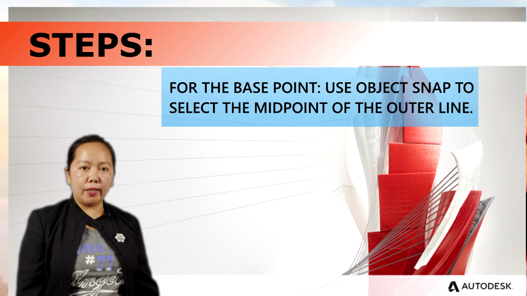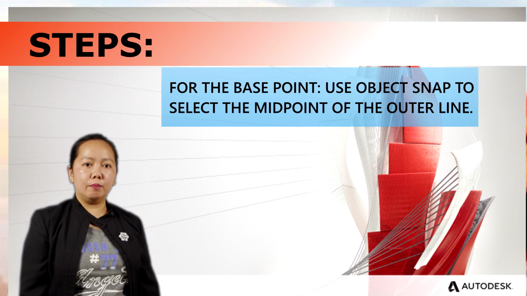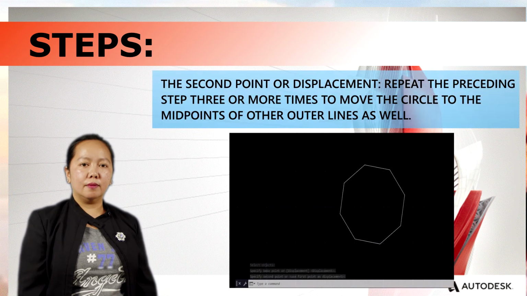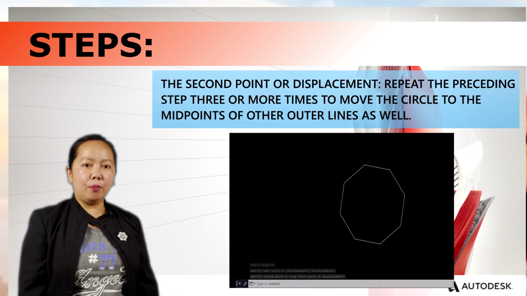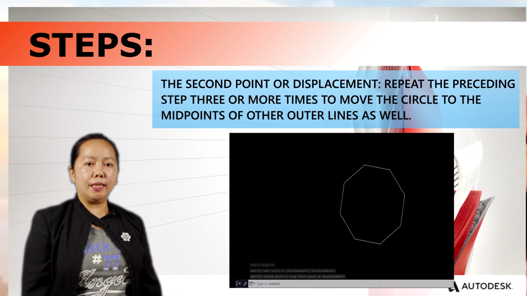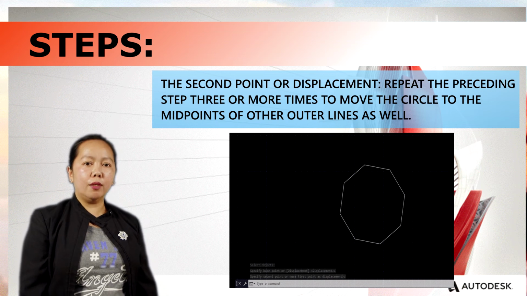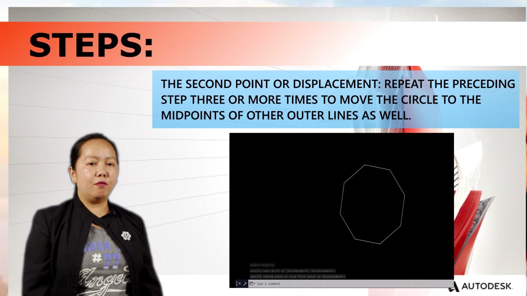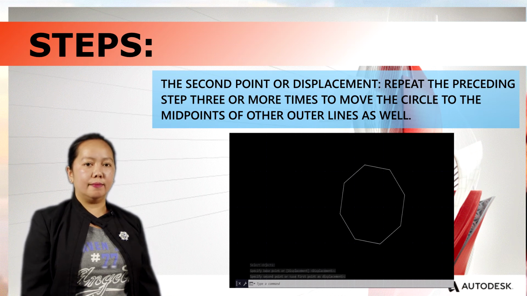For the base point, use object snap to select the midpoint of the outer line. Second point or displacement. Repeat the preceding step 3 or more times to move the circle to the midpoints of other outer lines as well.